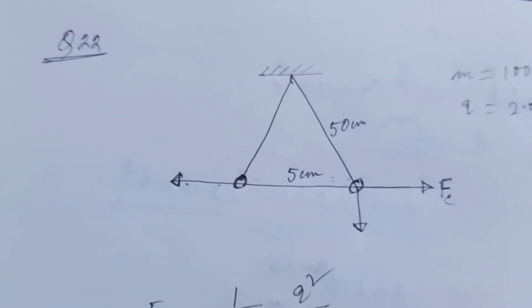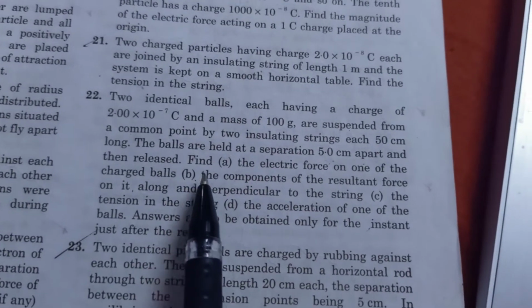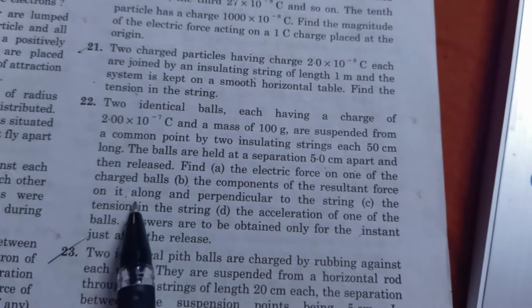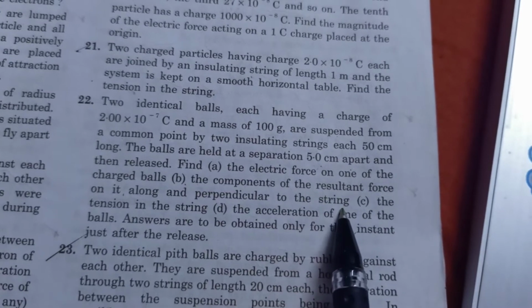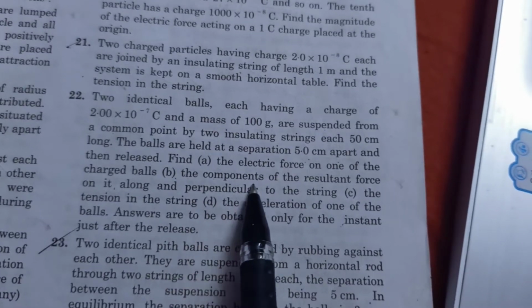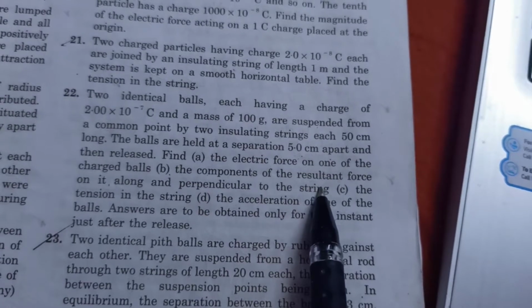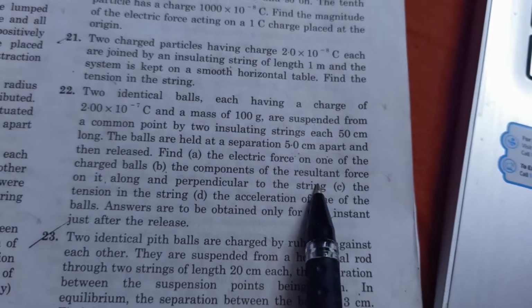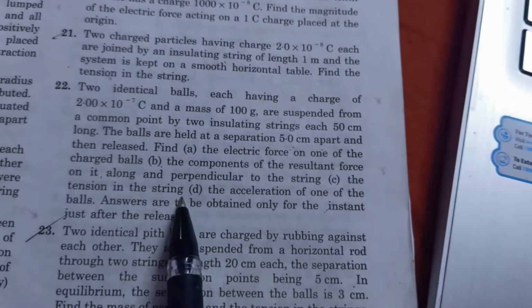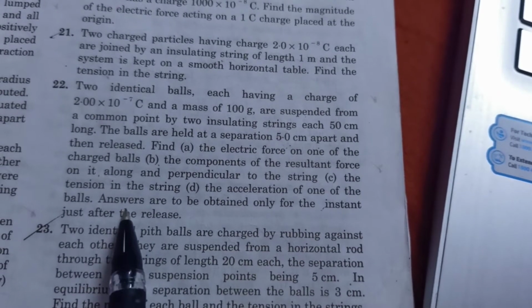I think part one is so simple, and the second part is the electric force on one charged ball and the component of the resultant force on it along and perpendicular to the string, the tension in the string, and the acceleration of one of the balls.